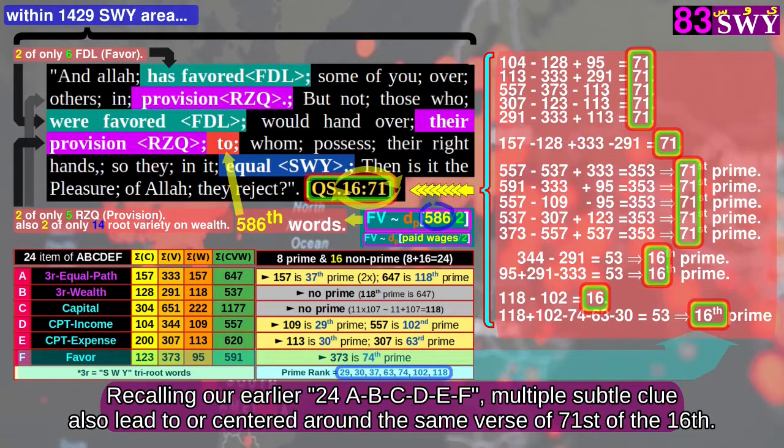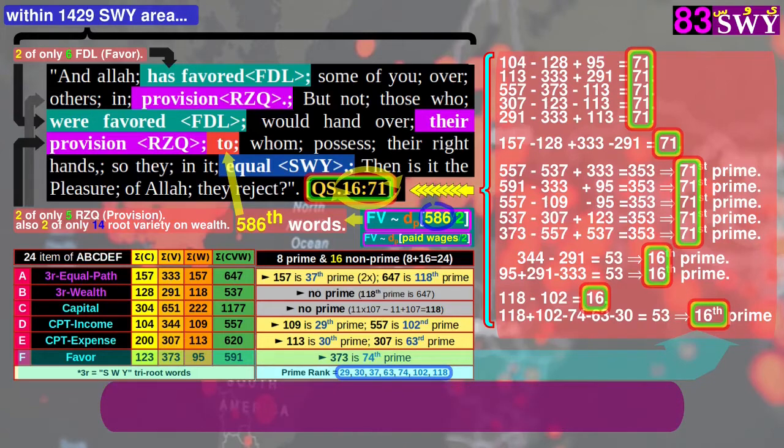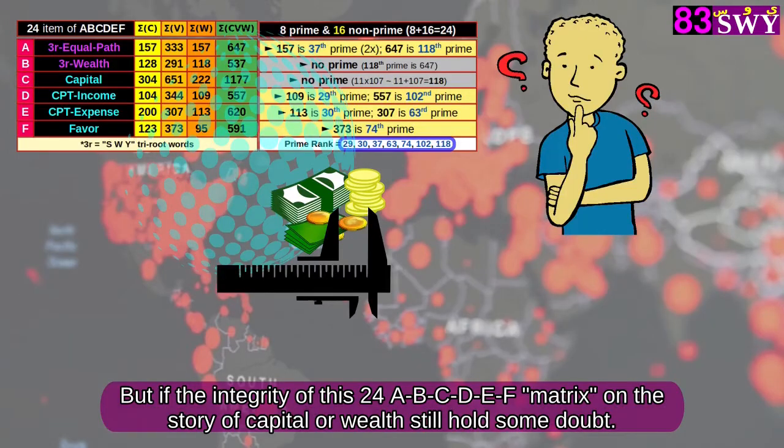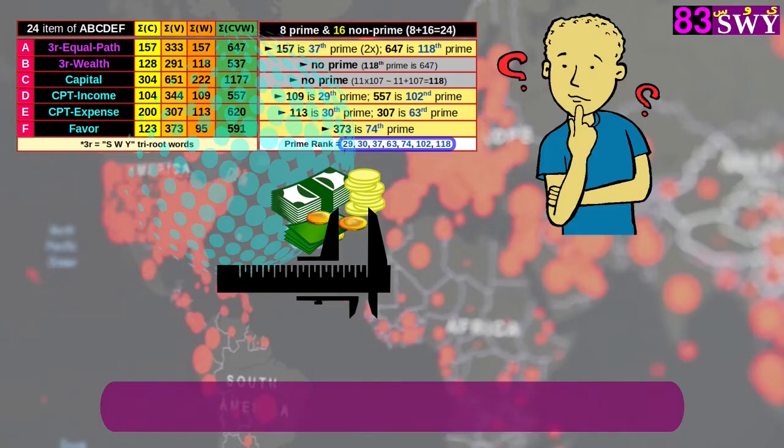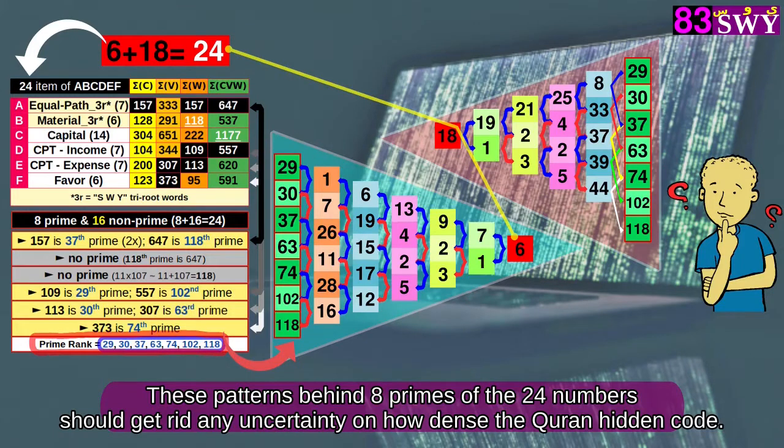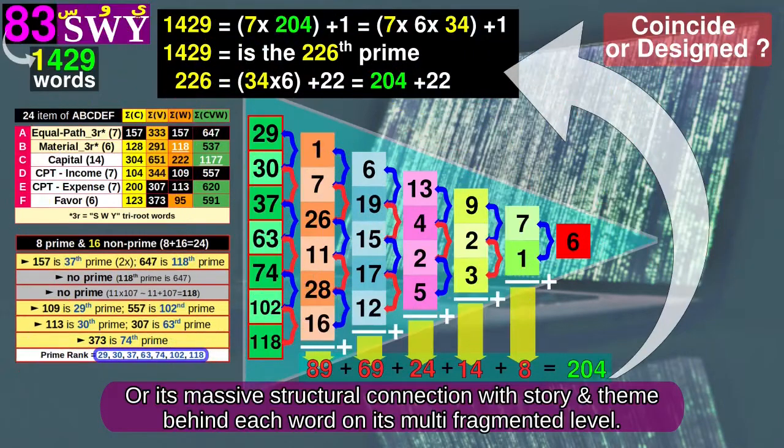Recalling our earlier 24 ABCDEF, multiple subtle clues also lead to, or are centered around, the same verse of 71st of the 16th. But if the integrity of this 24 ABCDEF matrix, on the story of capital or wealth, still holds some doubt, these patterns behind 8 primes of the 24 numbers should get rid of any uncertainty on how dense the Quran's hidden code is, or its massive structural connection with story and theme behind each word, on its multi-fragmented level.